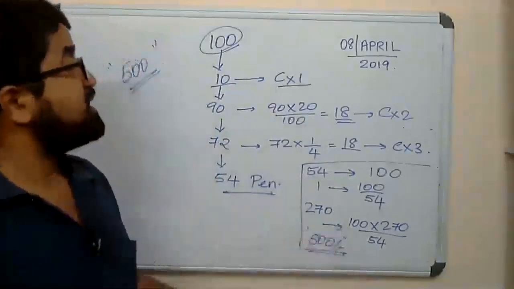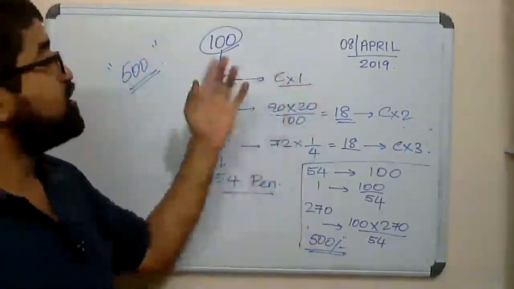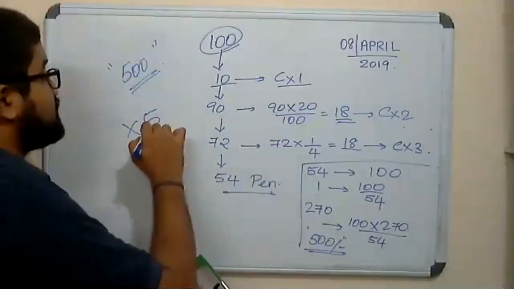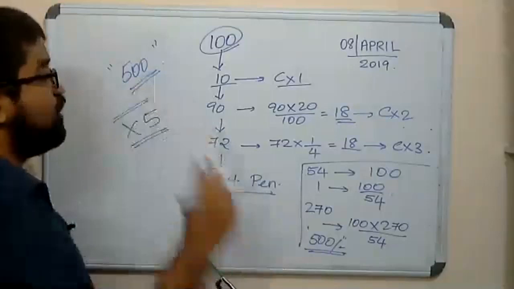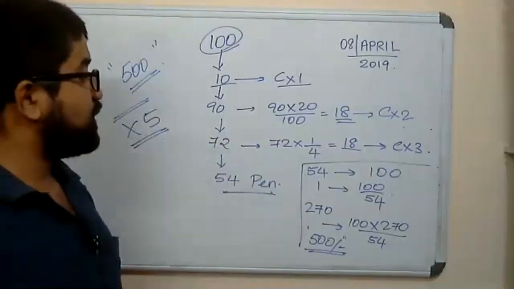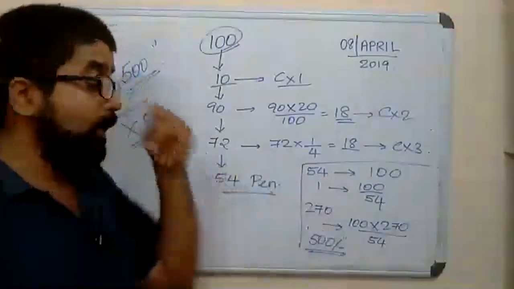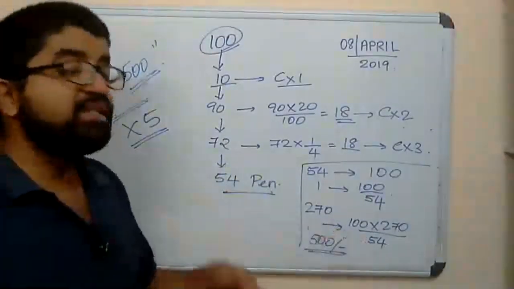So that will be the answer for our question. If I multiply everything, the multiplication factor associated with this question is equal to 5. So I can conclude that 54 into 5, that value comes to 270. So I can conclude that 270 pence remains.